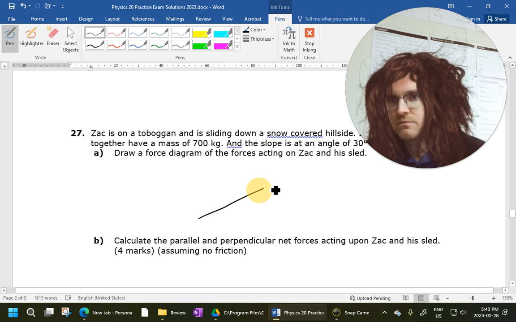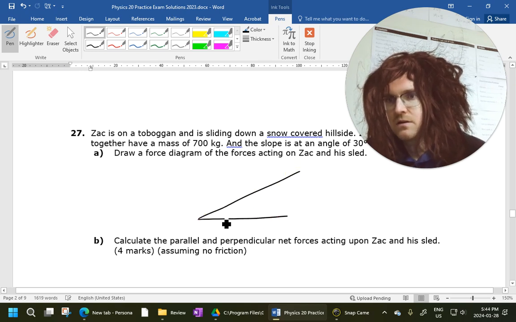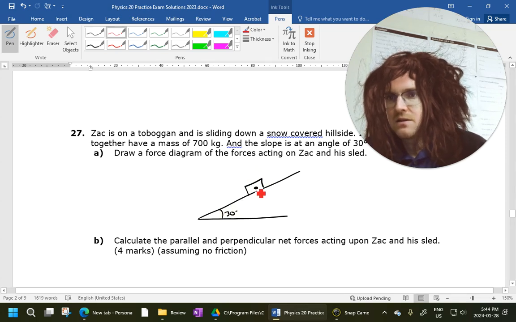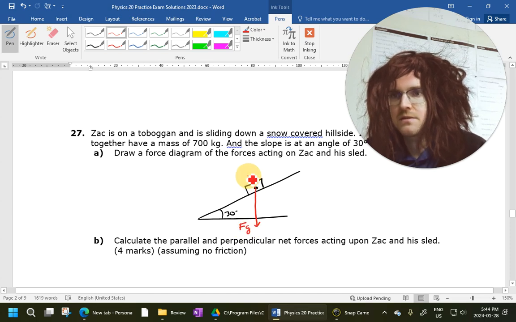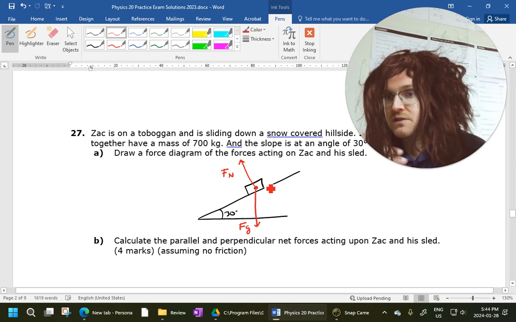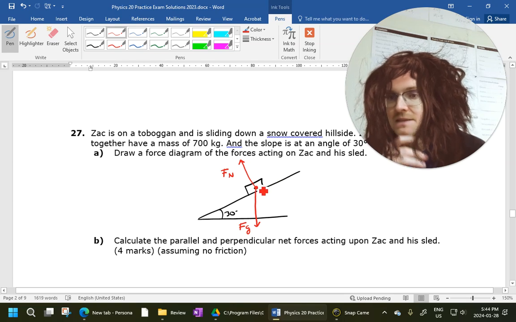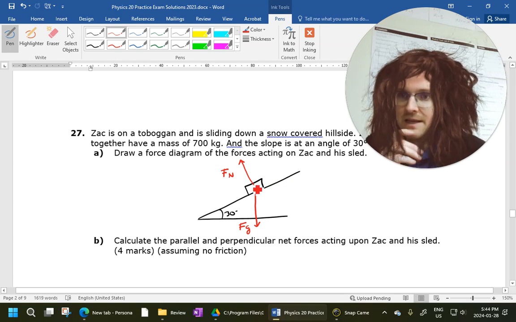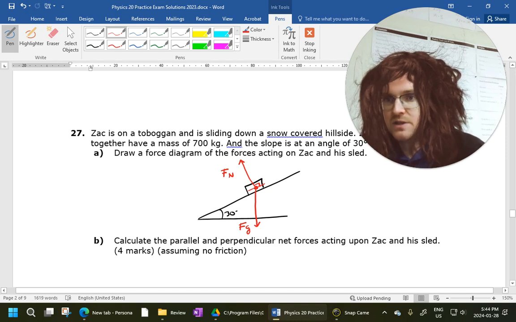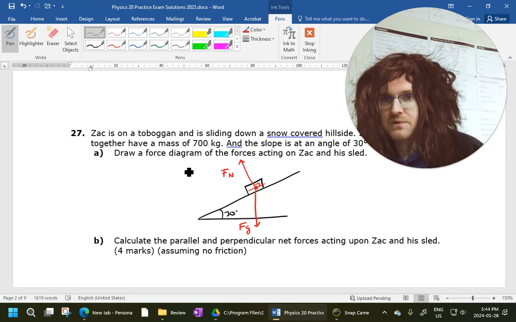So I'm just drawing my picture. 30 degree angle, 30 degrees. There's my sled with Zach on it. We have a force straight down, that's gravity. We have a force perpendicular to the surface that we're on. Okay, so we're being very specific. And that's it. If there was friction, there'd be a force going the other direction, parallel to the surface that we're on. But that really doesn't exist. Right? So those are my two forces. So the free body diagram does that.